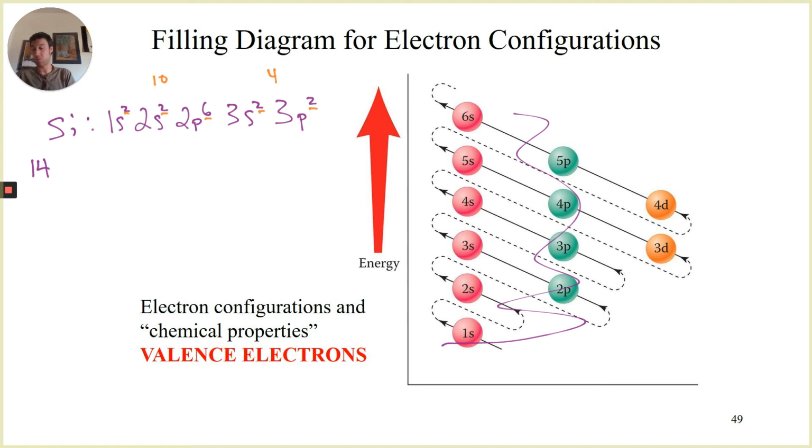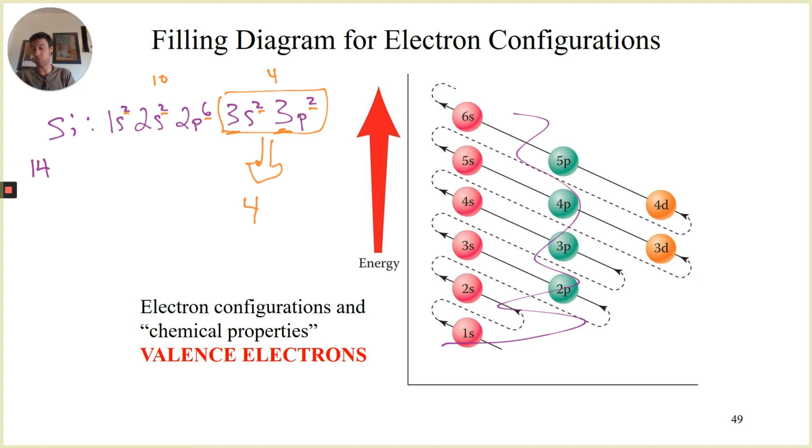Okay, so cool. How many valence electrons? Well, the highest energy level would be 3. How many electrons do I have total in my valence? I have 4. I have the exact same number of electrons as I have carbon.